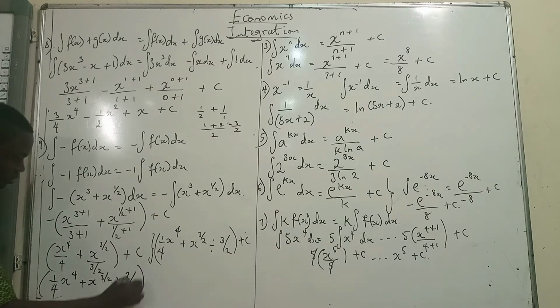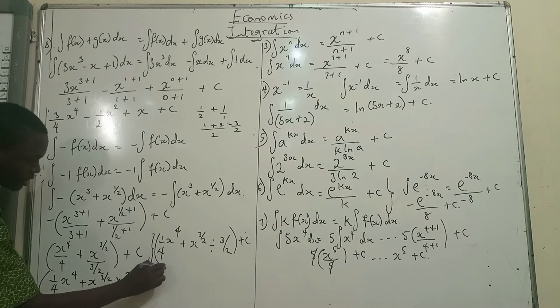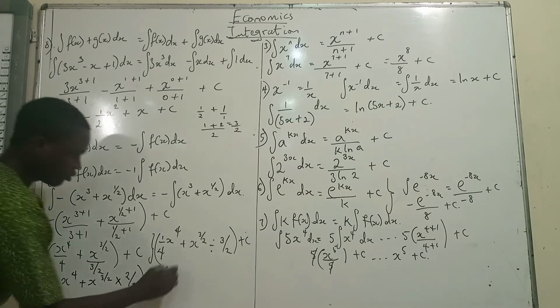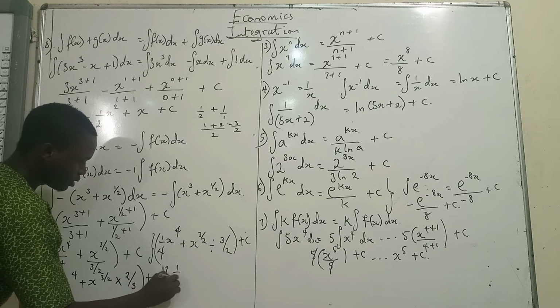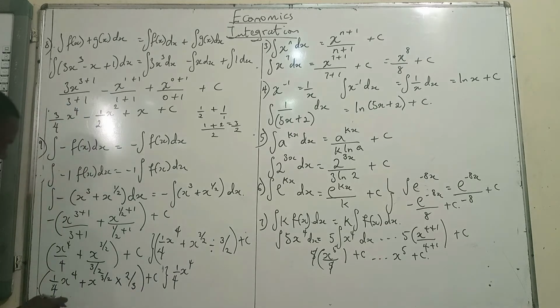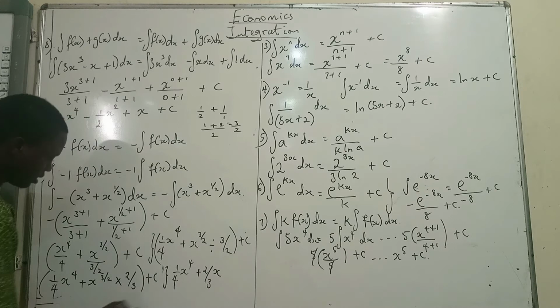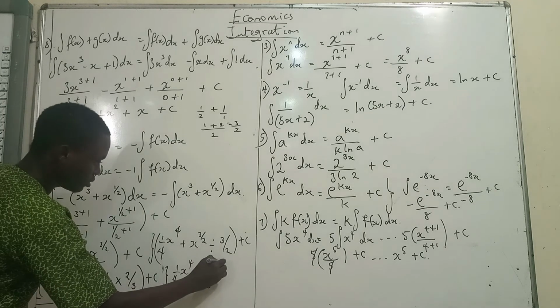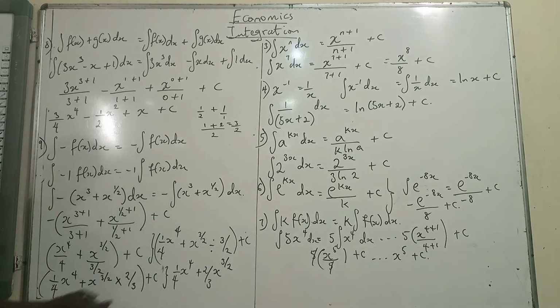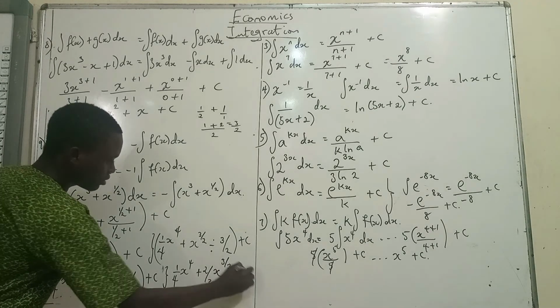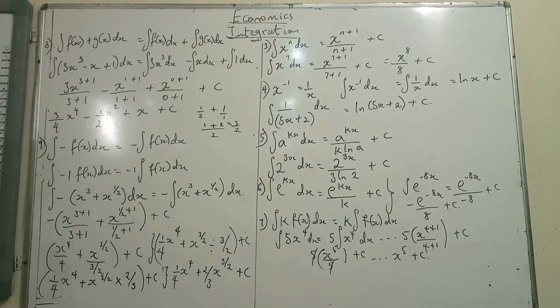All of this plus c, and then it gives us 1 over 4 x raised to the power 4, then plus 2 over 3 x raised to the power 3 over 2, then plus the constant that is outside. So that's it, we are done. That's how to integrate this kind of function, and then we get this.